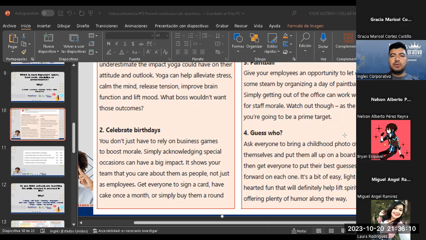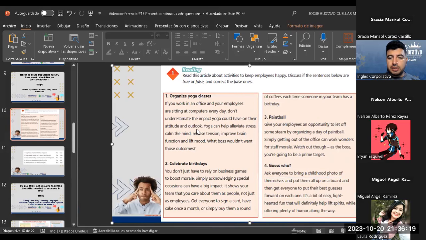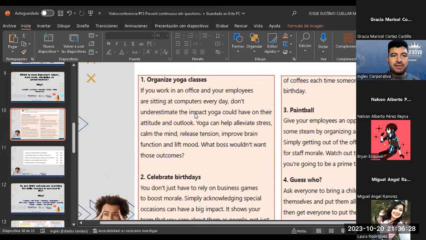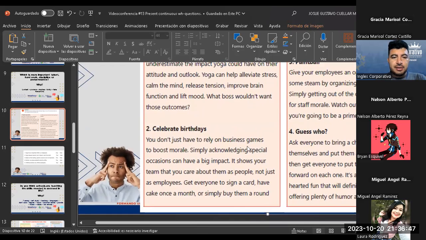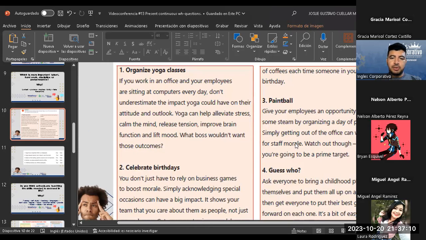Okay, in this case, when you read something, remember, try not to focus on the difficult or complicated words. You have to pay attention to the words you know, a las palabras que tú sí sabes. Organize yoga classes. Tenemos palabras claves. For example, employees sitting at the computers, alleviate stress, calm the mind, release tension. Celebrate birthdays, business games, special occasions. Employees, sign a card, firmar una tarjeta, cake, and here we have coffees, paintball, opportunity to, office. As I told you, the boss is going to be the prime target, ¿verdad?